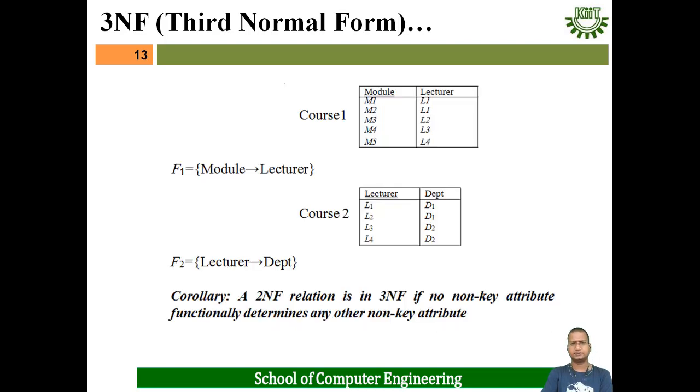Now just see: module and lecturer in one table, and lecturer and department in one table. This is your 3NF. What is the corollary? A 2NF relation is a 3NF relation if no non-key attribute functionally determines any other non-key attribute. That means transitive dependency is not present. If transitive dependency is not present, then we can call a 2NF relation a 3NF relation.